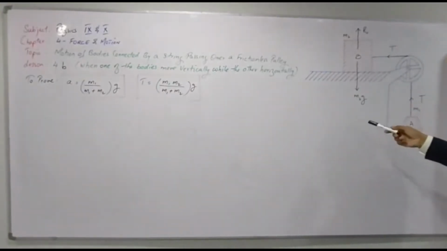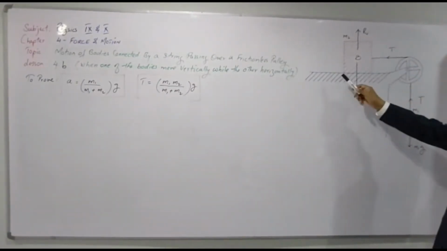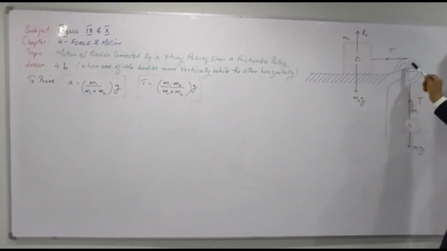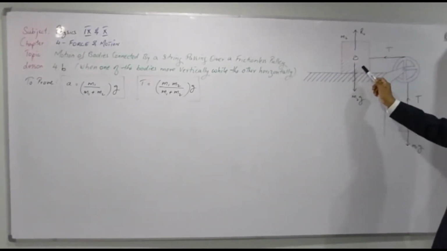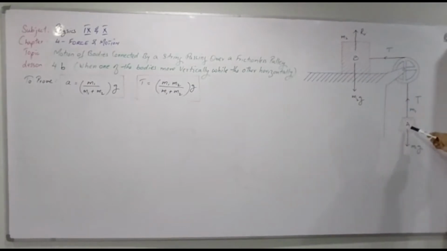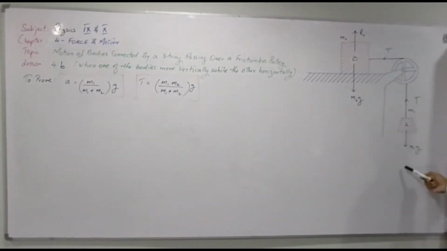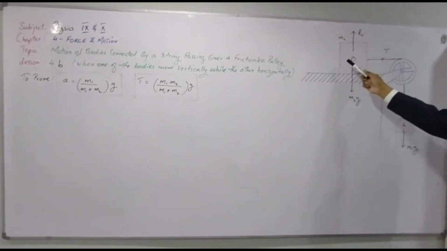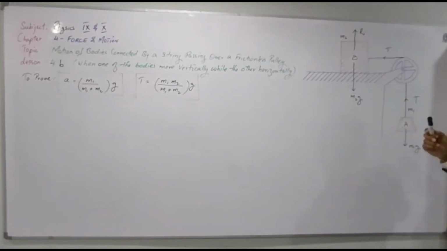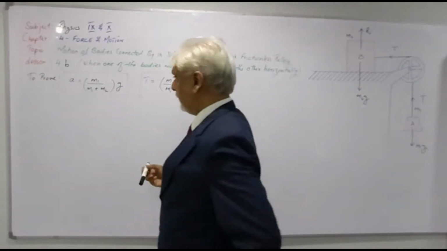Now here you can see the figure. Let's consider this to be a table over here and a pulley attached on the other end, and this body B is moving horizontally and this one A is moving vertically. Now let's discuss this body which is moving vertically.